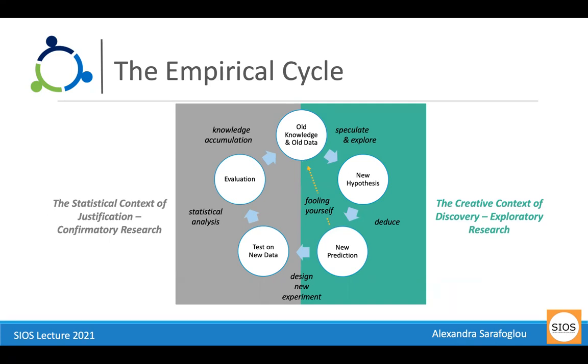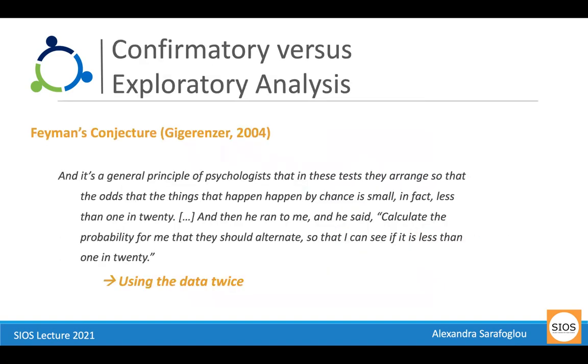And this is not the way we can do research. And this is not something that was pointed out recently. That there is a problem when people are not obeying the empirical cycle was already mentioned by others before. One example of that is Feynman's conjecture. And it's a nice little story, so I would just read it out loud to you.